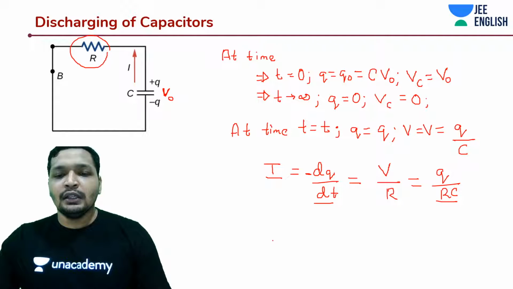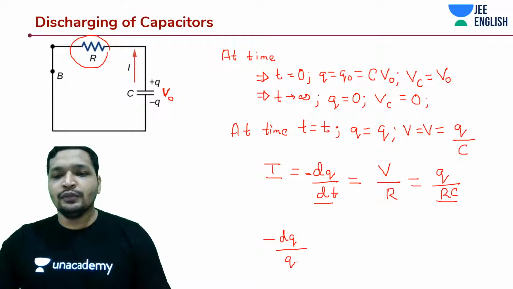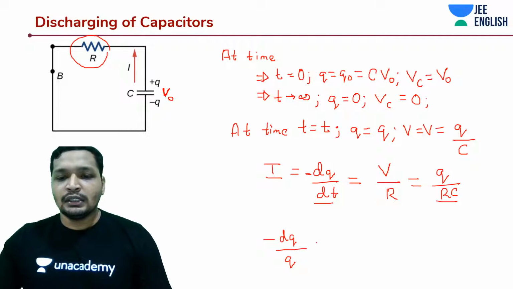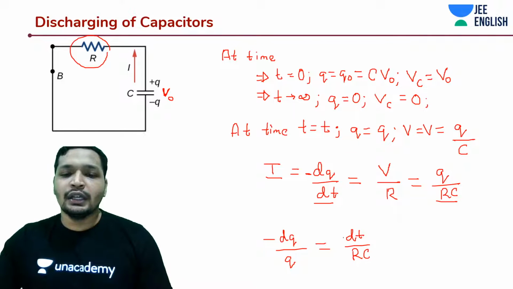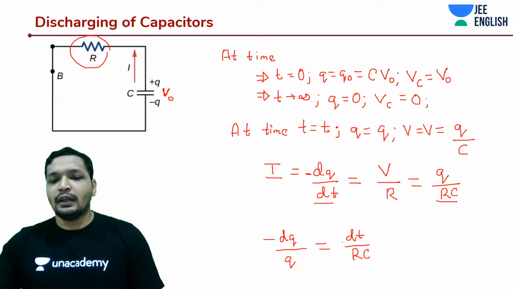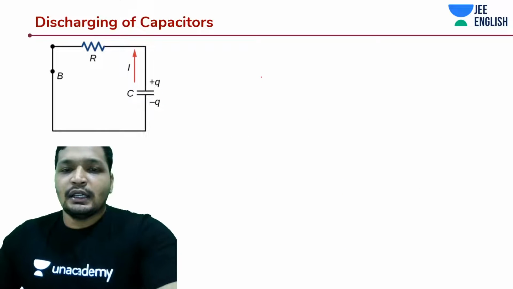So it's going to be minus dq by q equals dt by RC. You are going to integrate on both sides, right? So let's move on to the next page and understand what is happening.